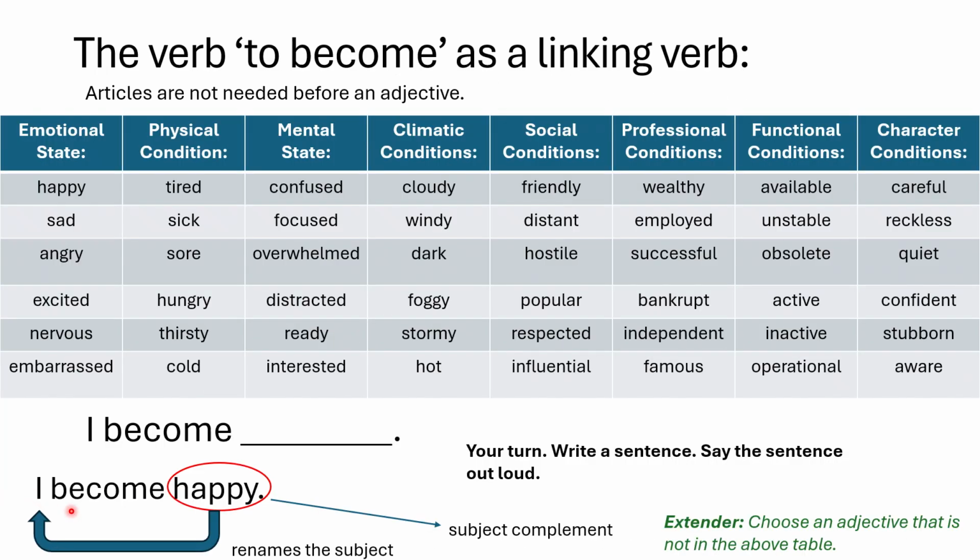I become happy. Happy, the subject complement or predicate adjective, renames I, giving information about what the subject's emotional state is becoming. Now it is your turn. Write a sentence. I become. Choose a state or condition. Say the sentence out loud. There is an extender for anybody who would like a challenge. Choose an adjective that is not in the above table.